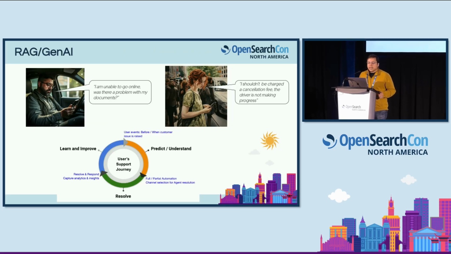Moving on to RAG and GenAI style of applications. We are seeing a lot of complaints across our earners where sometimes they cannot go online because their documents are missing, and that requires somebody to help them. And then we also see some consumer-specific complaints, like they shouldn't be charged a fee if the driver is not making progress. Both of these problems were solved by a human about 2 years ago. And then slowly we are advancing into automating this problem solving.